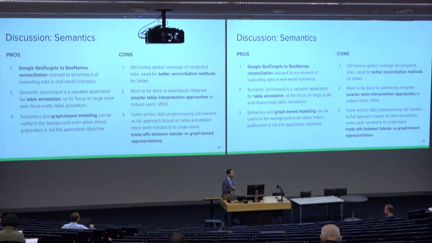From the semantic point of view, there are some pros and cons. The first one is that we found out the links between GeoTarget and GeoNames are still missing in the Linked Open Data cloud, but they are very useful in many real-world scenarios, such as this one. And we did the linkage for two countries, which are Spain and Germany, but we have to extend the coverage of these links to the entire world.